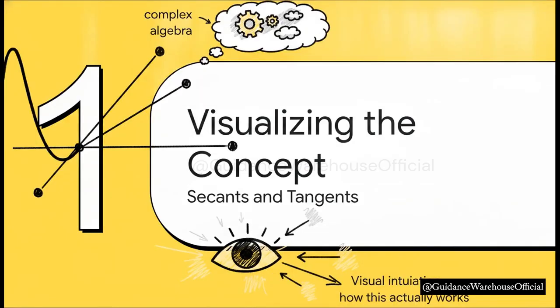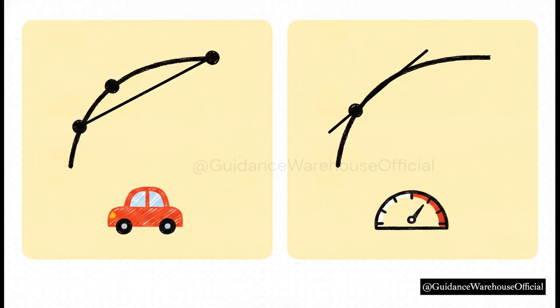Section 1. Visualizing the concept. Before we look at any technical jargon or complex algebra, we need to build your visual intuition for how this actually works. Think about the last time you took a road trip. If you want to find your average speed for the whole drive, you need a starting point and an ending point. In math, drawing a line between these 2 points gives us what we call a secant line. But when you look down at your speedometer, you're seeing your exact speed at that one fraction of a second. That instantaneous rate requires just one single point, which we represent with a tangent line, perfectly balancing on the curve of your graph.